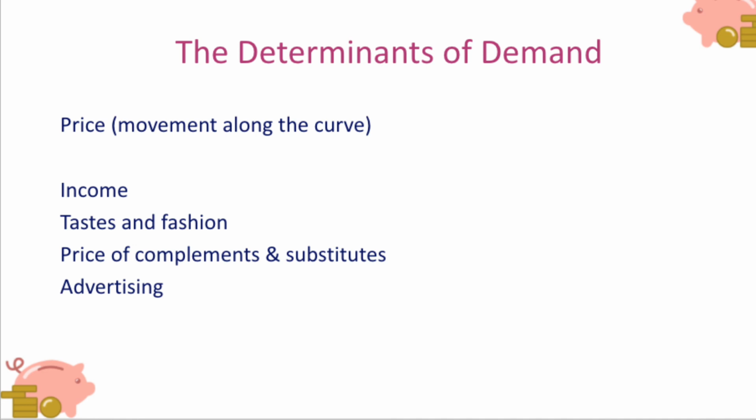If the price of a substitute were to rise, so if the price of Mars bars were to rise, we would want to buy more Snickers. So therefore, the demand curve for Snickers would shift outwards. It would cause an increase in demand. Finally, a successful advertising campaign would shift the demand curve out to the right.